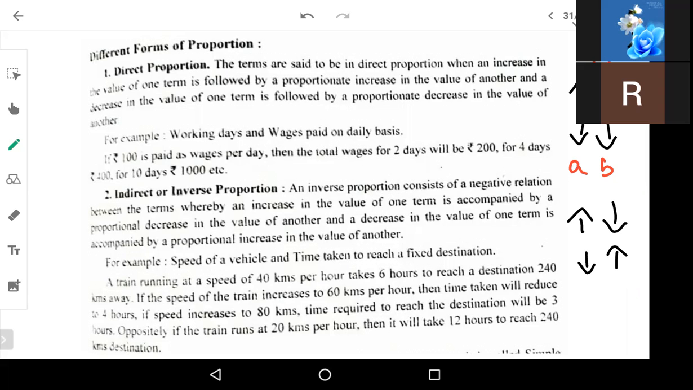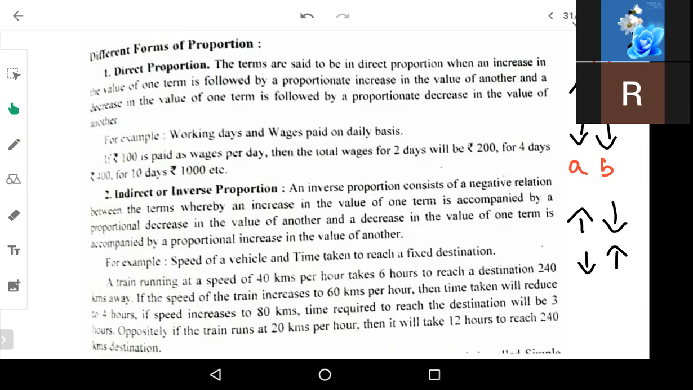Now, the second one, indirect or inverse proportion. This is the opposite of direct proportion, as the name says by itself. If one of the quantities increases, the other one will decrease. If one decreases, the other one will increase. Again, let us understand with an example. Speed of a vehicle and time taken to reach a fixed destination. If we increase the speed of the vehicle, we will cover more distance and within less time, we will reach the place.